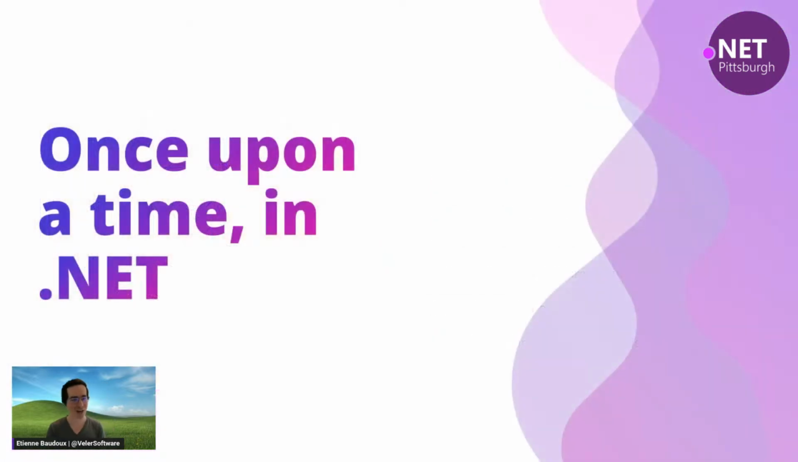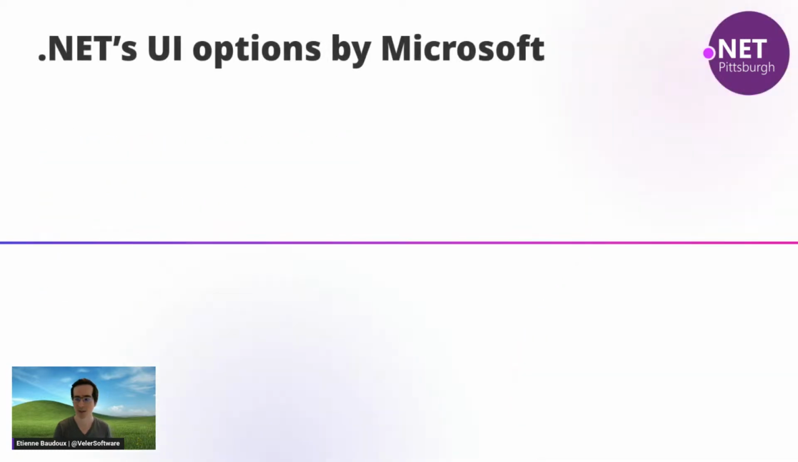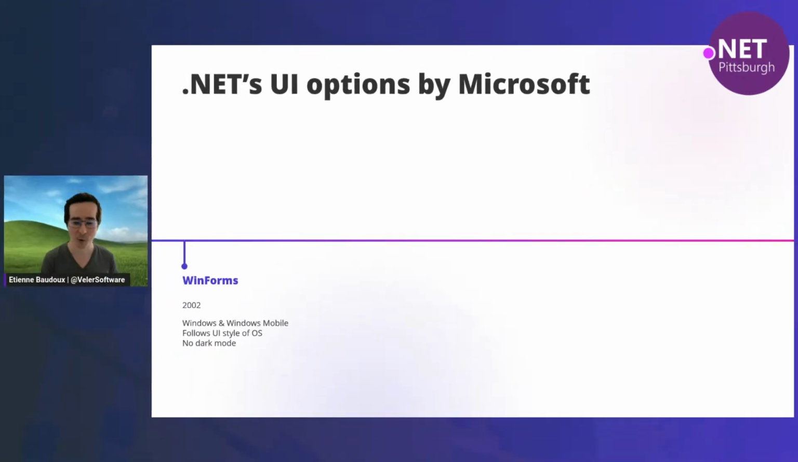All right, so let's jump directly in our topic. And the first thing is to look a little bit at the history of the various UI options that we had in .NET. And first, we look at the one developed by Microsoft. It all started in 2002 with WinForms, which stands for Windows Forms. And it allowed to make UI for apps for Windows and Windows Mobile.